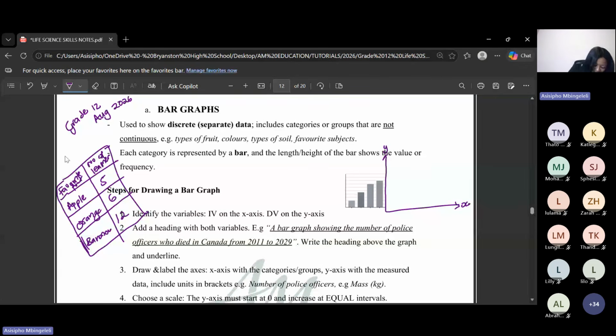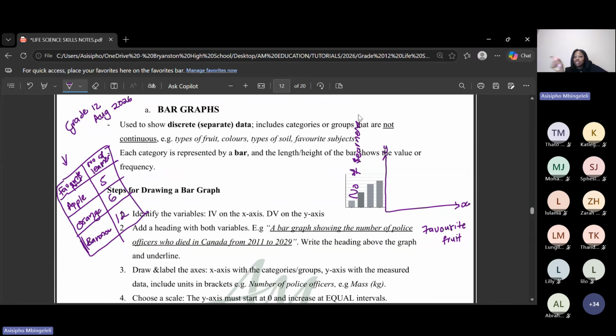So the first row will have the favorite fruits. You are basically copying what is written there. Favorite fruit. The favorite fruit doesn't have a unit, so I'm not going to write anything in brackets. And then on this side, number of learners. Again, number of learners was just counted. It was not really a measured amount. There's no unit.